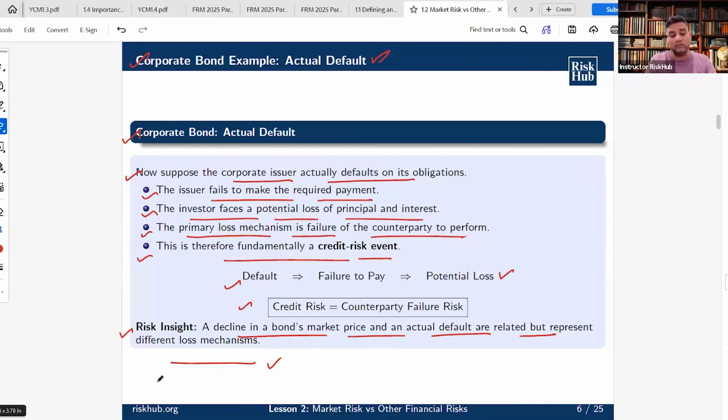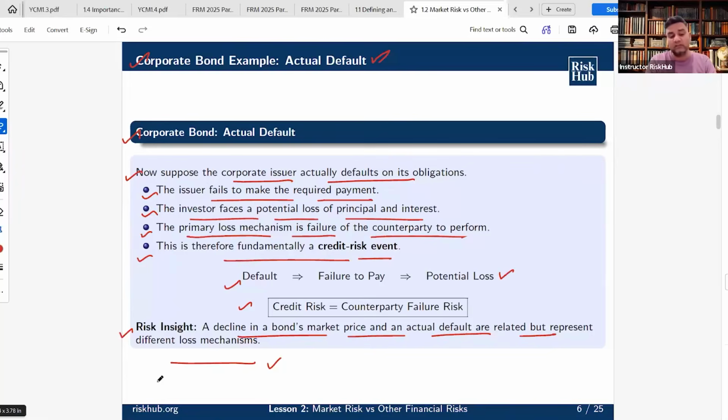Principal is the face amount repaid at maturity. Interest is the coupon paid along the way. Default implies failure to pay, which implies potential loss. Credit risk is counterparty, equals credit risk, equals counterparty failure risk. The second line is the definition, not an equation with numbers. It fixes credit risk to one mechanism: the other party does not perform.